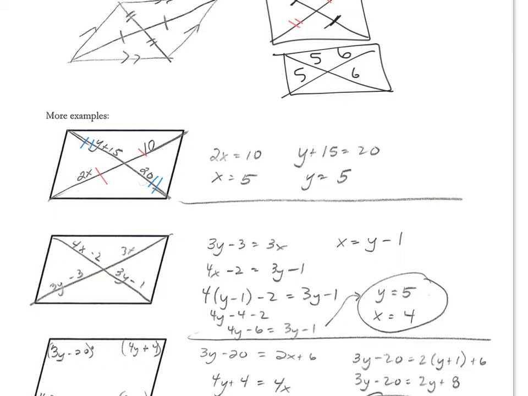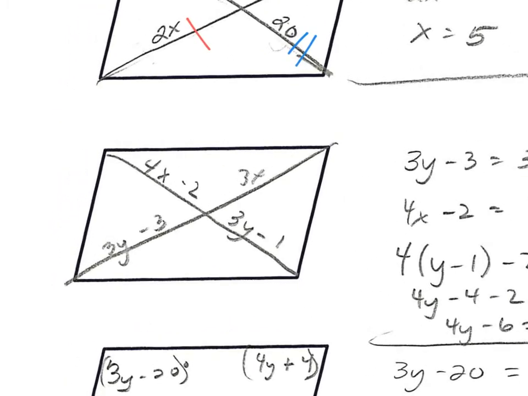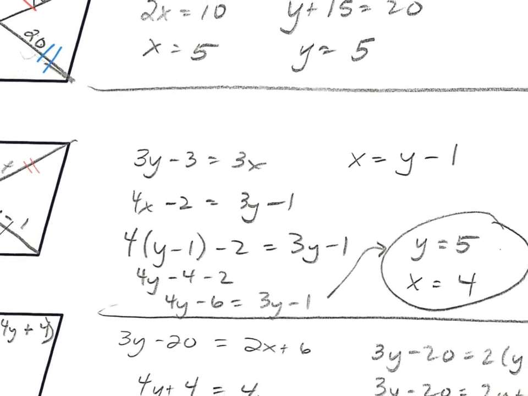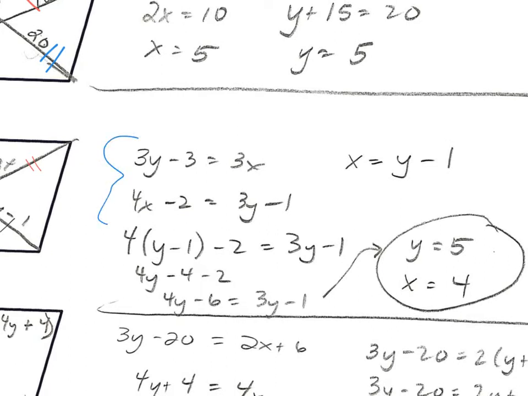Same with down here. Let's look at this example. So I know that 4x minus 2 equals 3y minus 1. I know that 3y minus 3 equals 3x. In this case, you're going to be solving a system of equations. So what we did right here is, in order to solve a system, one way to do it by substitution is you have to get one of the variables by itself. So in this case, you divide 3 from both sides. So 3y divided by 3 is y. Negative 3 divided by 3 is negative 1. So x equals y minus 1.